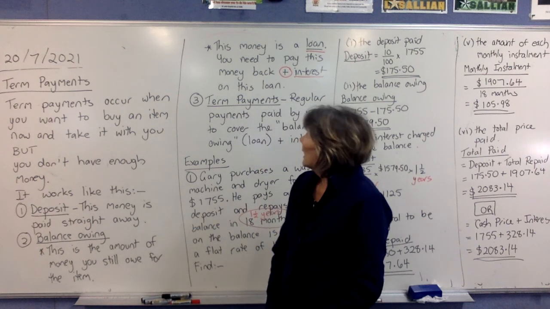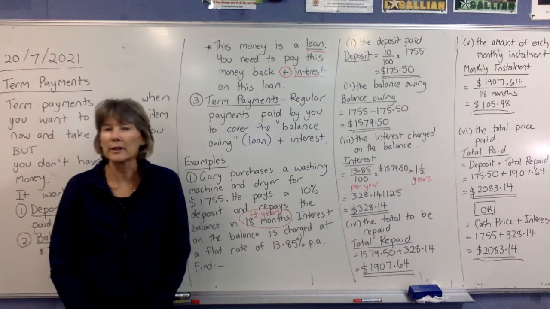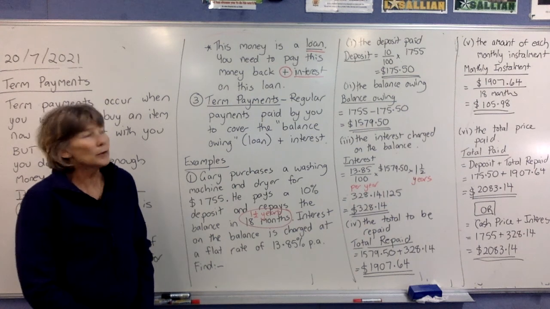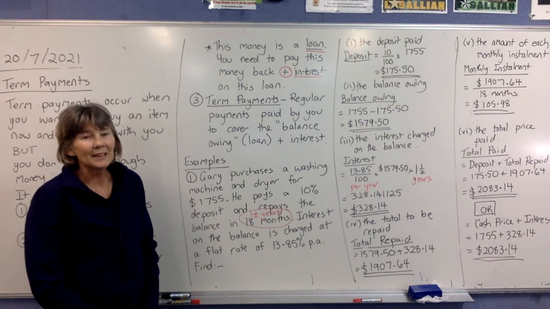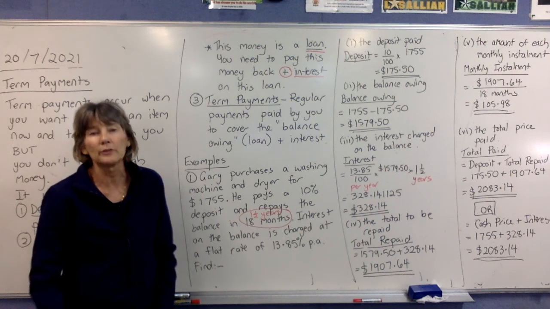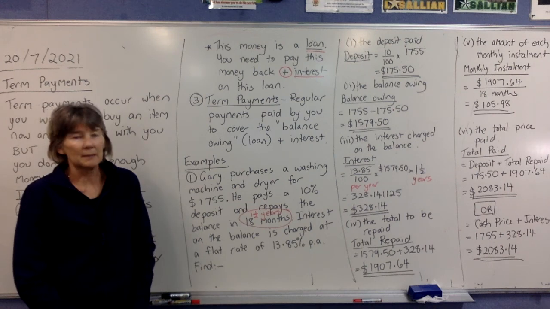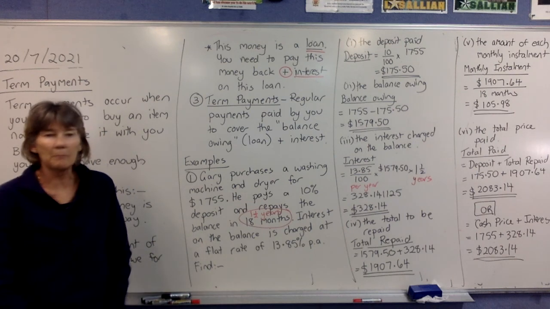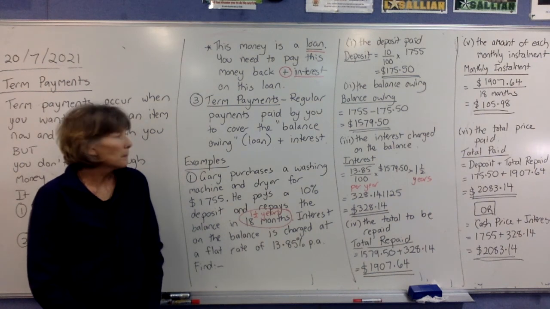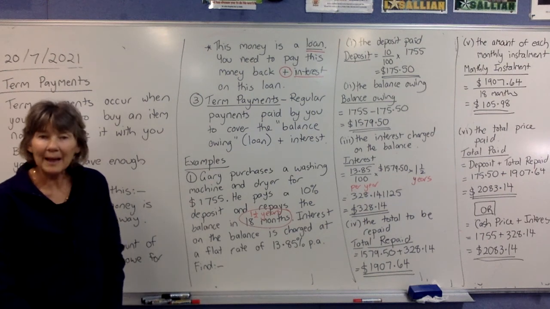So you owe the rest of the price of what you're buying. That money is like a loan. They're not just going to let you walk out and pay that money later. They're going to treat it like a loan. You'll pay the money back plus interest on the loan, but you'll be allowed to pay it off over time. Number 3, term payments. Regular payments are made by you to cover the balance owing, which is a loan to you, plus interest.